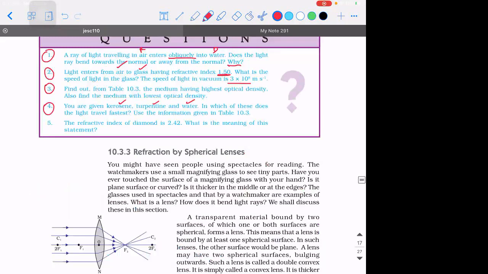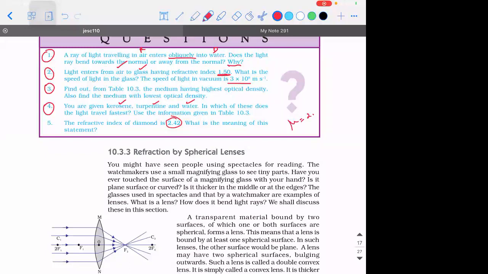The refractive index of diamond is 2.42. What is the meaning of it? You can just say it is an optically denser medium. Or you can say the speed of light in this medium is about half of the speed of light in the air medium. You can say it like that also.